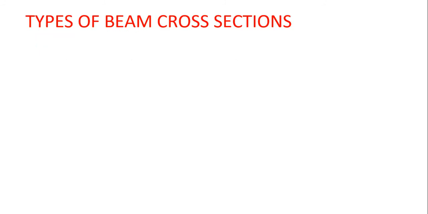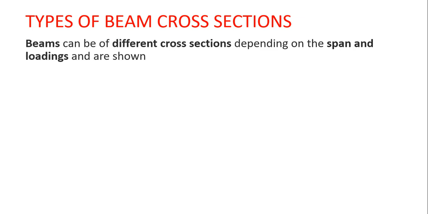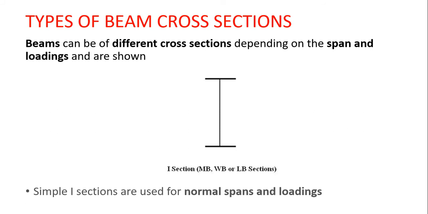Moving on, let us see the types of beam cross sections. Beams can be of different cross sections, and it depends on span and also loadings. So this is a simple I section. Simple I sections are used for normal spans and normal loadings. It can be a medium beam, wide flange beam, or light beam.